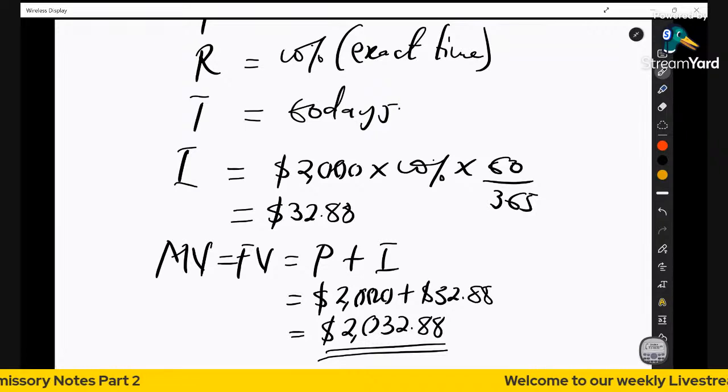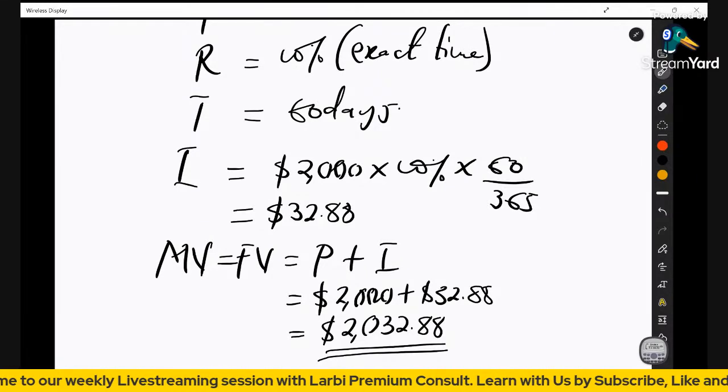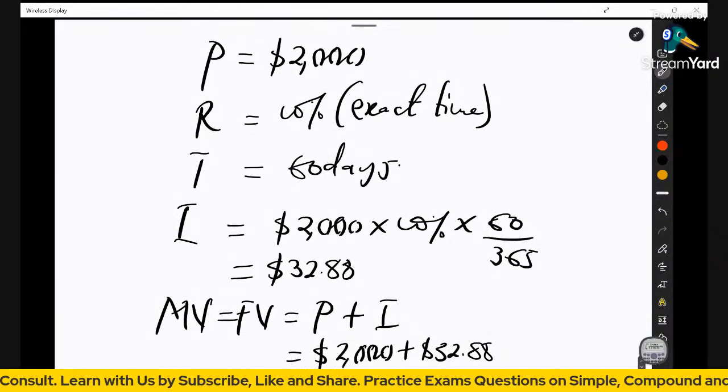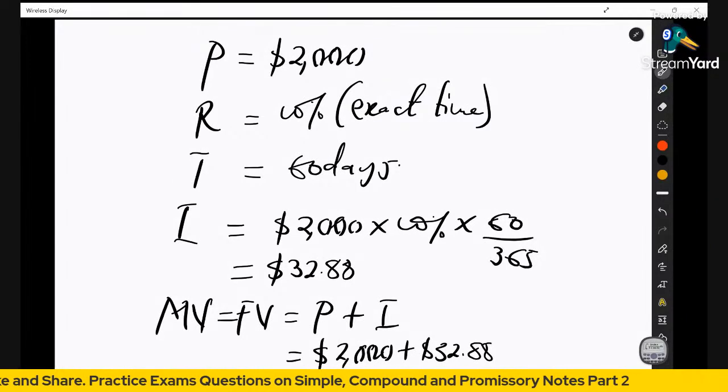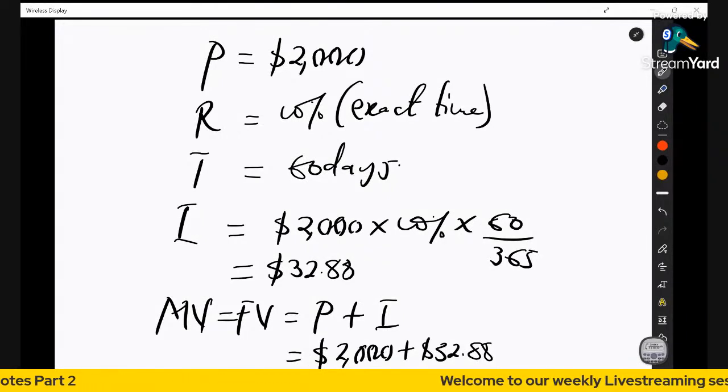So this becomes an interest-bearing promissory note. It carries an interest, all right? And this is what we need to understand when it comes to an interest-bearing promissory note. But if it doesn't have any interest attached to the promissory note, then you wouldn't see any rate, and whatever must be paid at maturity will be equal to the face value or the principal. Do we get that? So let's take note of that.